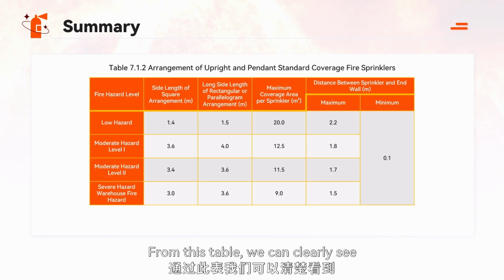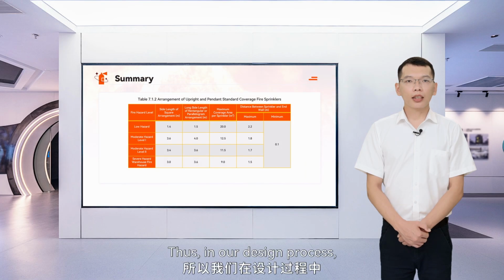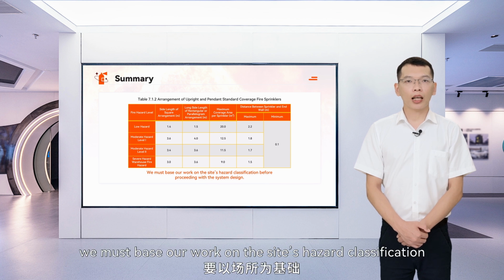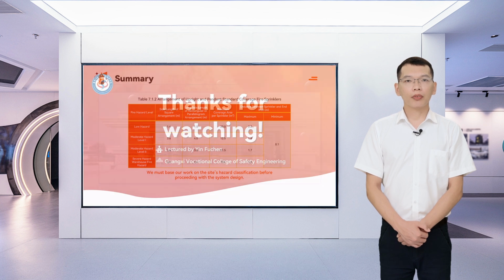From this table, we can clearly see that there are specific requirements for the spacing of sprinkler installations in sites of different hazard levels. Thus, in our design process, we must base our work on the site's hazard classification before proceeding with the system design. Have you got it?